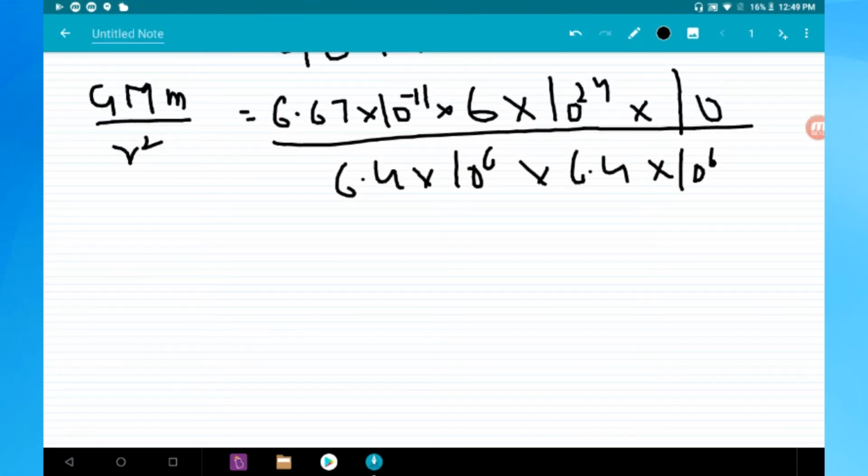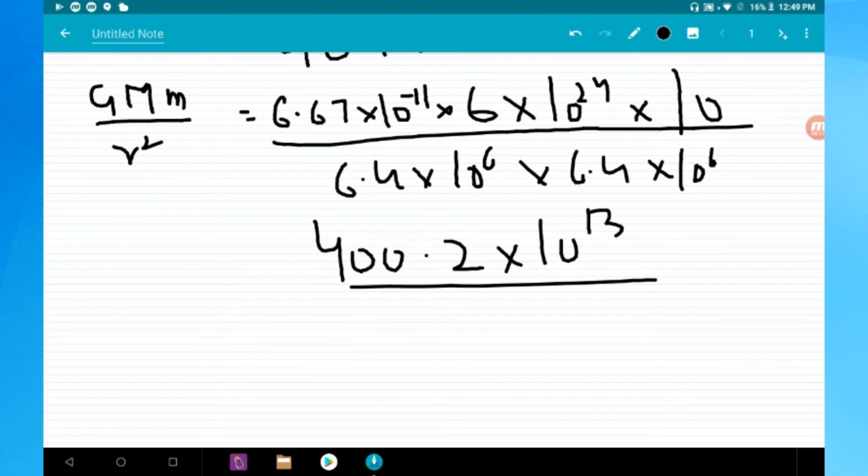I'm very bad at mathematics, so I'm going to simply use a calculator. Into 6 into 10, the mass of the object. So that's the answer coming 400.2 into 10 to the power, we know the mathematics, just keep that part. 6.4 into 6.4 is 40.96, and into 10 to the power 12.